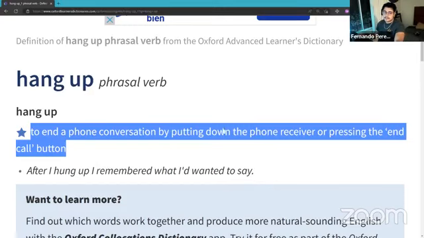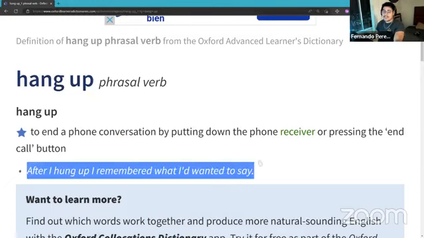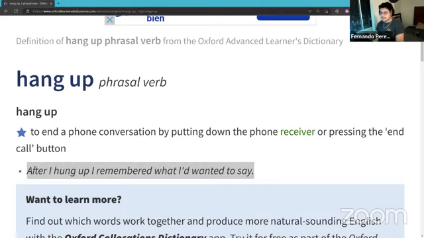You see? Which is very, very interesting is that phrasal verbs can be confusing for the person who focuses on the first word. If you focus only on the first word, that's never going to work. The best way to find it is by checking it in an example. After I hung up, I remembered what I wanted to say.